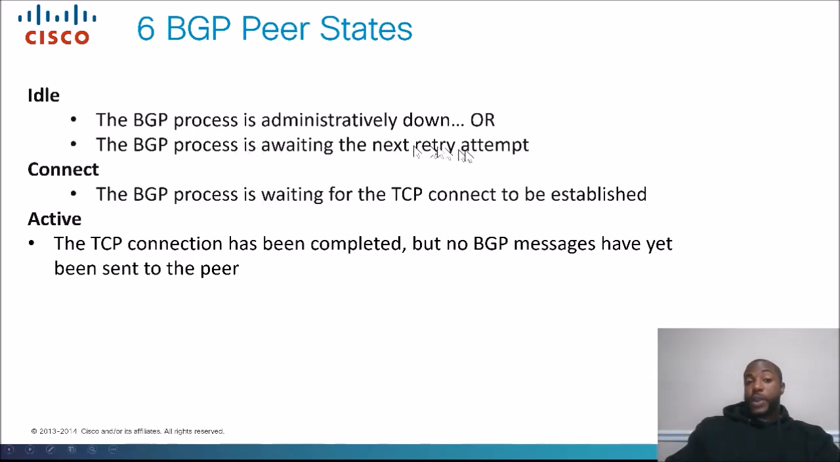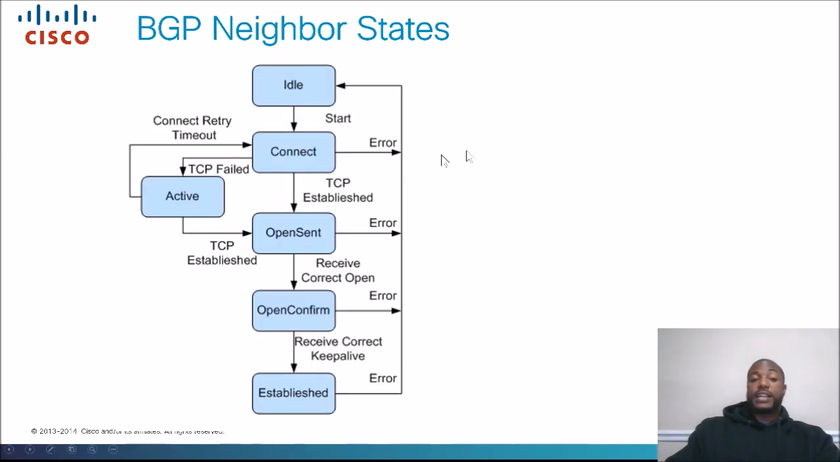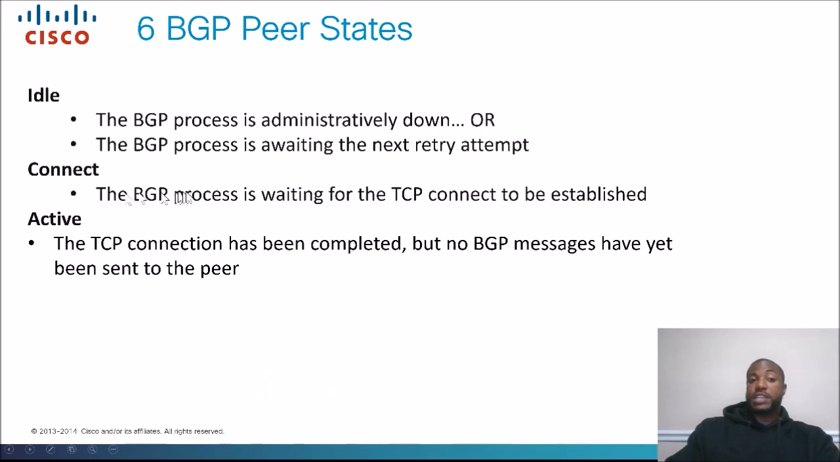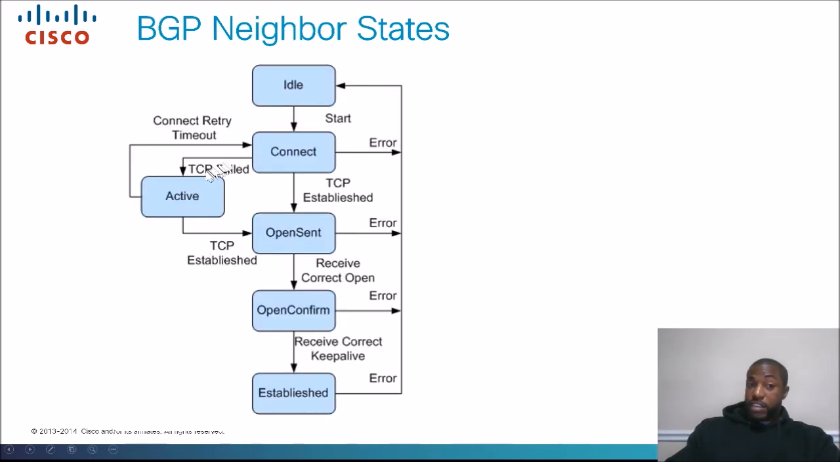The BGP process is awaiting the next retry attempt if it's in idle. As you can see, retry goes to idle if we have an error. Once it's in connect, the BGP process is waiting for the TCP connect to be established. Once it's active, the TCP connection is completed, but no messages have been sent to the peer. So once we're in active, TCP has not necessarily failed. It's just that TCP is established. If TCP is established, we're going to send an open message.